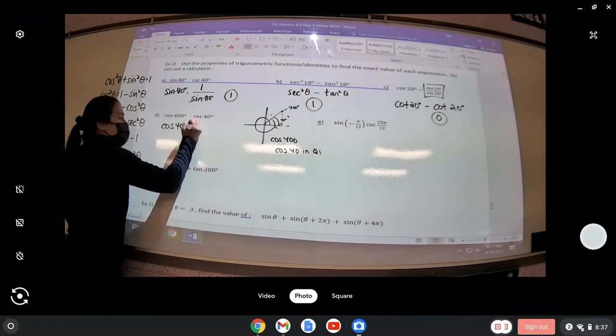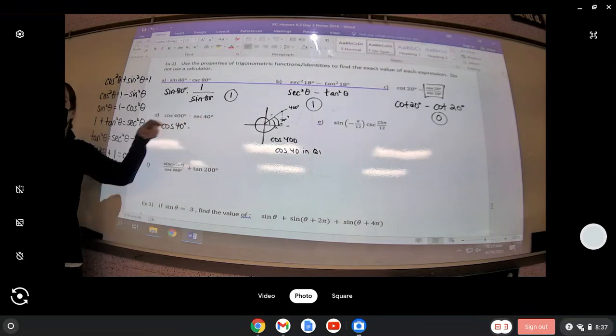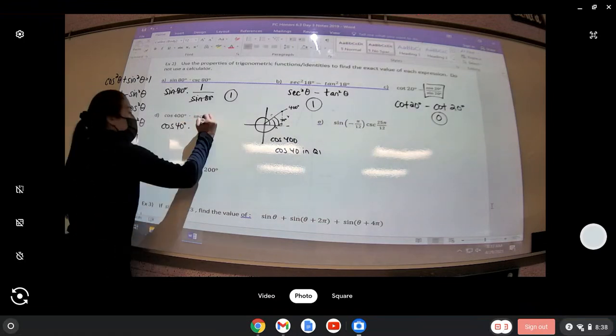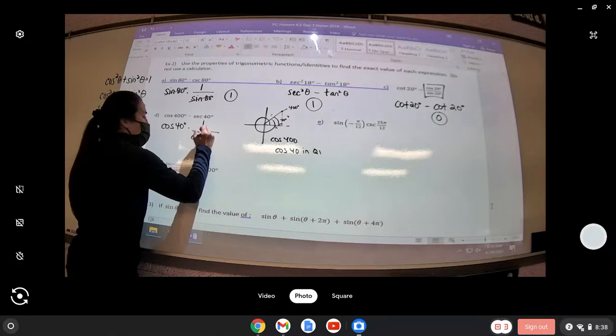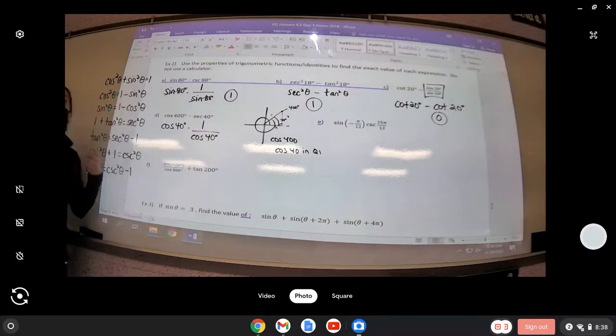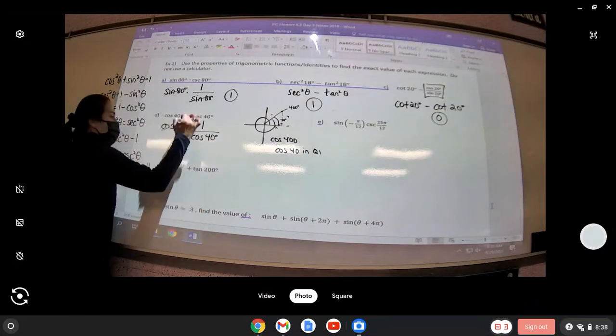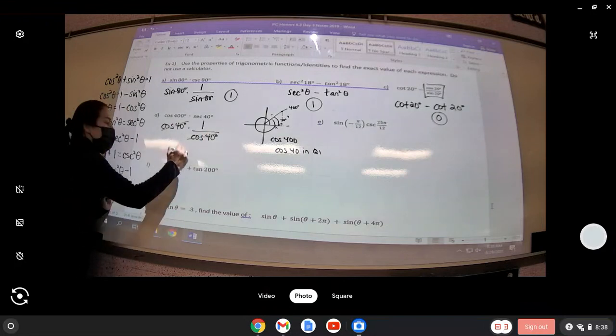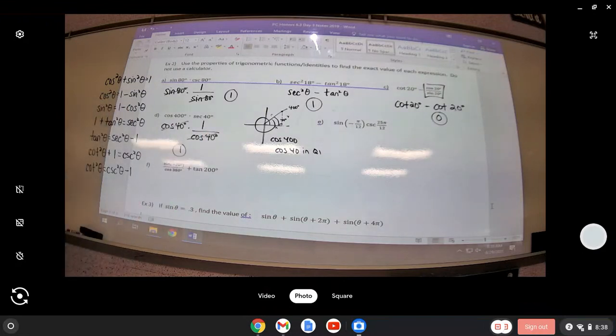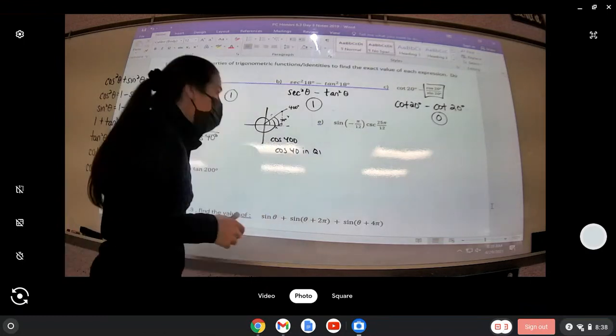All right, and then I can multiply it by secant 40 degrees. Guys, that's 1 over cosine. So that would be 1 over the cosine of 40 degrees. And then there you have it. Cosine 40 cancels. The value of this expression is just 1. Okay? Is everybody okay with that? All right, let's look over here.